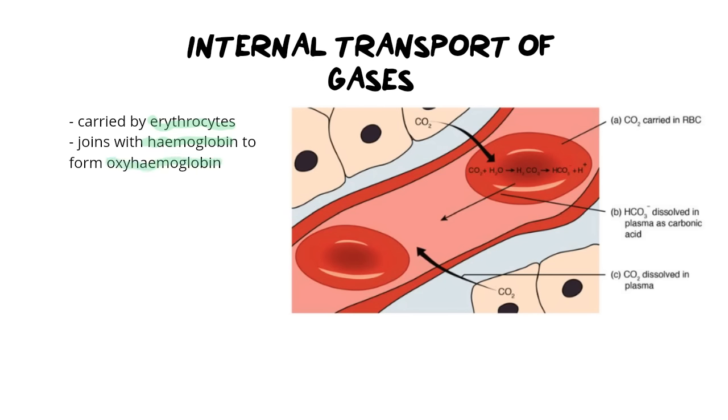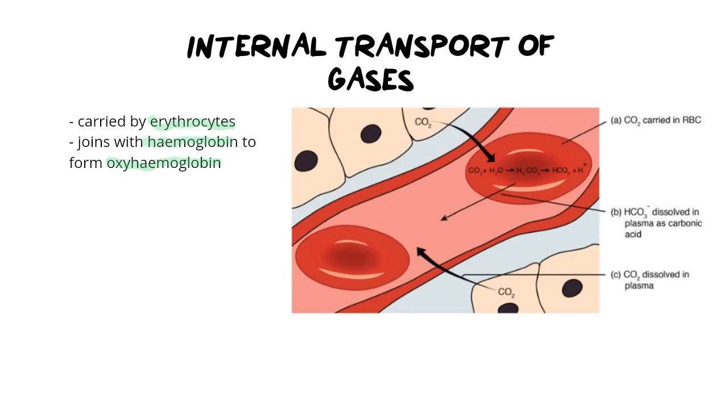That red blood corpuscle then goes off, delivers this oxygen, and starts the whole process again of picking up the carbon dioxide and taking it to the alveoli so we can exchange. Now, when it comes to moving carbon dioxide around, it's a little bit more complicated, a little more tricky. And there are three ways that carbon dioxide can be moved around the body.